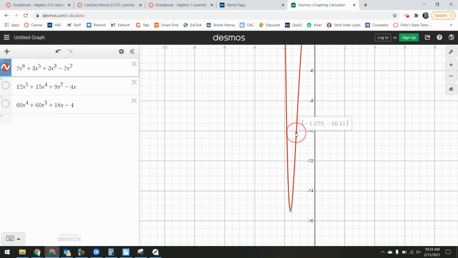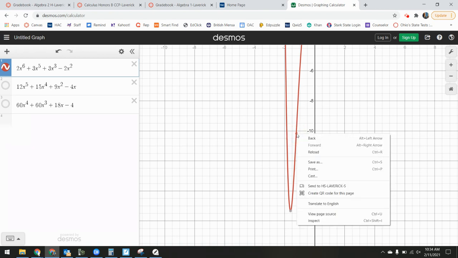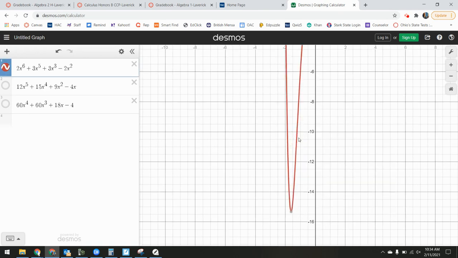Negative 1.233, right there. Unfortunately, I can't make that point stick. Negative 1.233, somewhere around there. But that is the inflection point. That is the inflection point. That's where it's crossing from concave downward to concave upward.